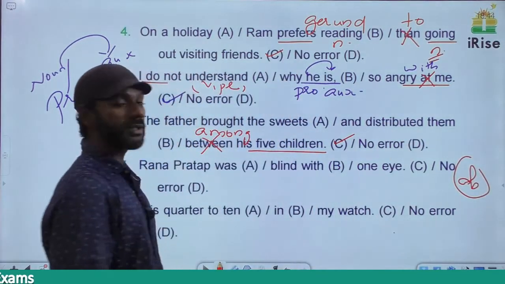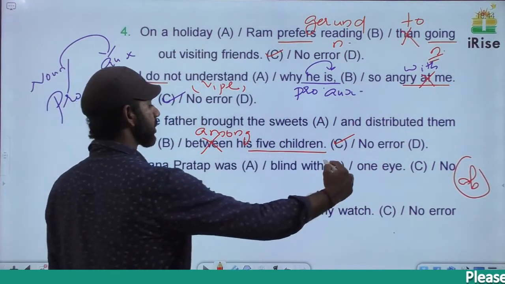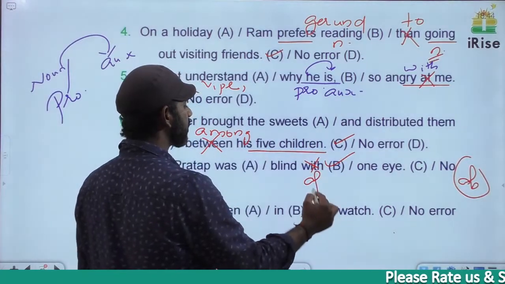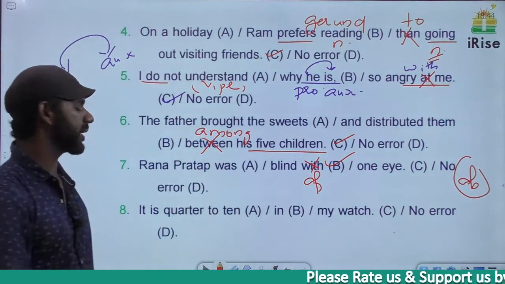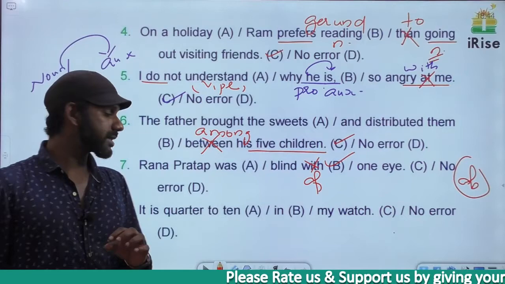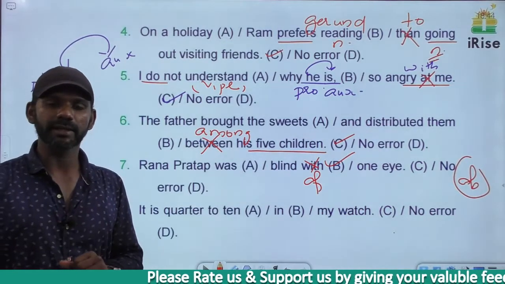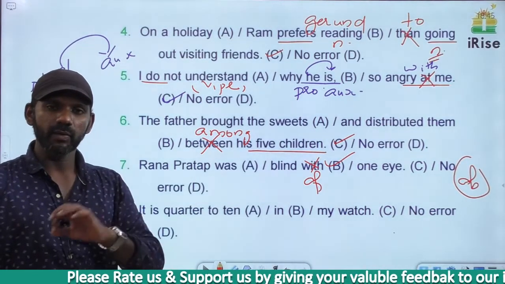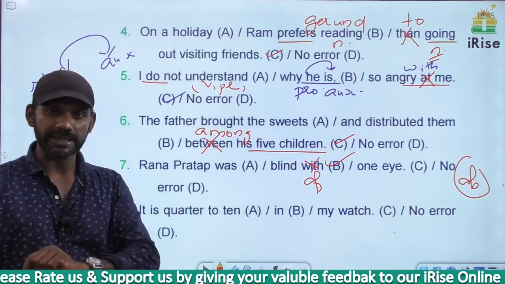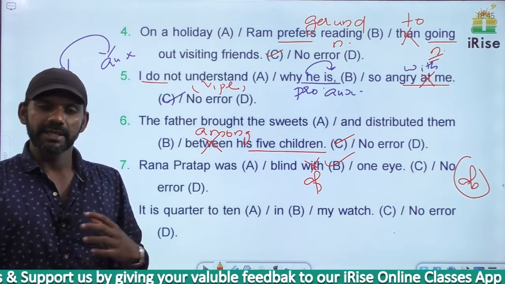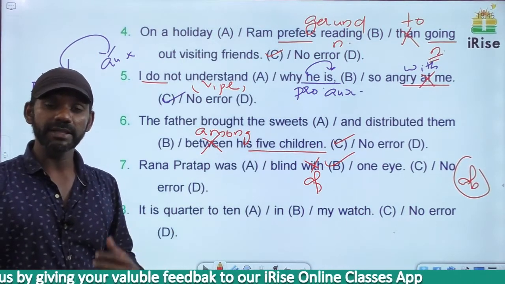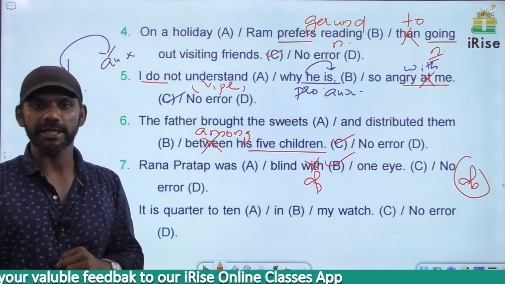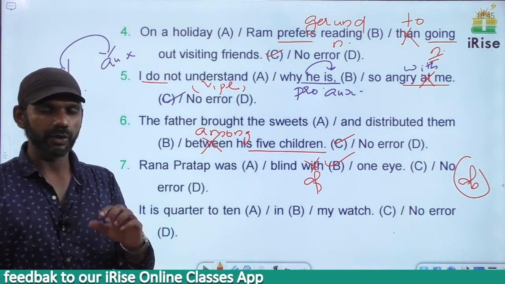So Rana Pratap was blind with 1 eye is a wrong usage. It must be Rana Pratap was blind of 1 eye. Rana Pratap was blind in 1 eye is also correct. Rana Pratap was blind in 1 eye means 1 eye was blind, or 1 eye is blind. Rana Pratap is blind of 1 eye means he possesses an eye that is blind. Well, a slight difference in meaning. Both are grammatically correct.